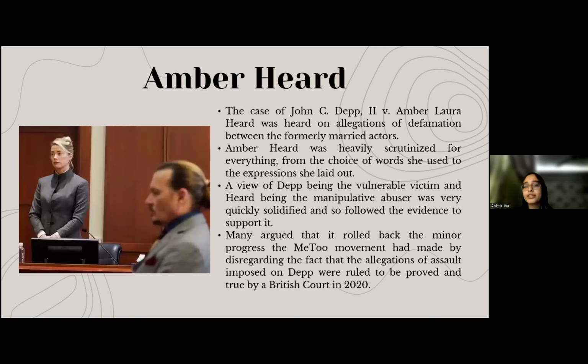A view of Depp being the vulnerable victim and Heard being the abusive partner was very quickly solidified, and so the media followed the evidence to support it. Many argue that it rolled back the minor progress that the Me Too movement had made by disregarding the fact that the allegations of assault imposed on Depp were ruled to be proved and true by a British court in 2020.